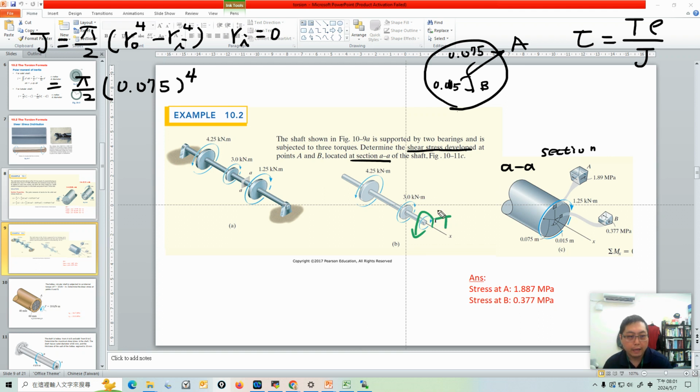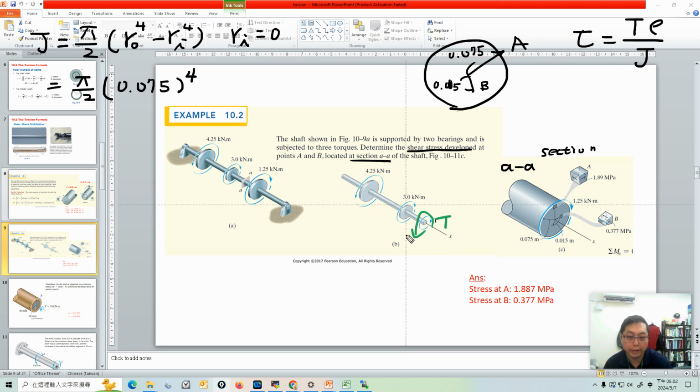And then calculate from the left. For such mechanics analysis, as I mentioned many times before, whether you calculate from the left or from the right, you get the same answer, but maybe the direction is different. So I cut the AA section and do the rigid body equilibrium.